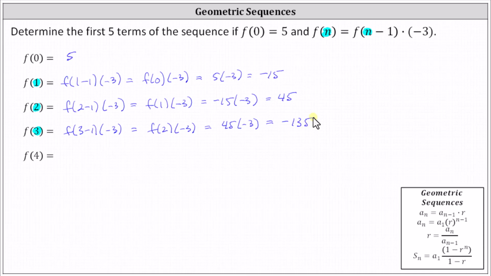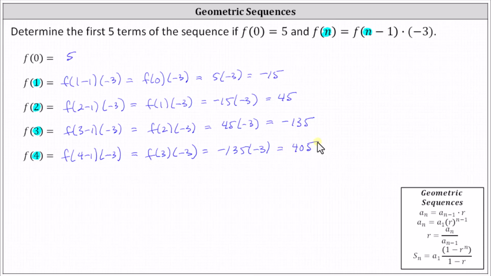And now let's determine the fifth term in the sequence, which is f of 4. When determining f of 4, n is 4. F of 4 is equal to f of the quantity 4 minus 1 times negative 3. Simplifying, we have f of 3 times negative 3. And of course, the pattern continues. F of 3 is the previous term of negative 135, which indicates f of 4 equals negative 135 times negative 3, which is positive 405.